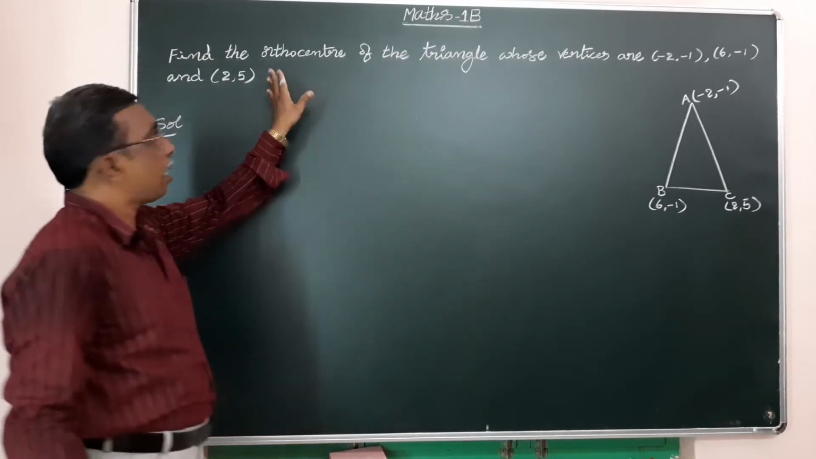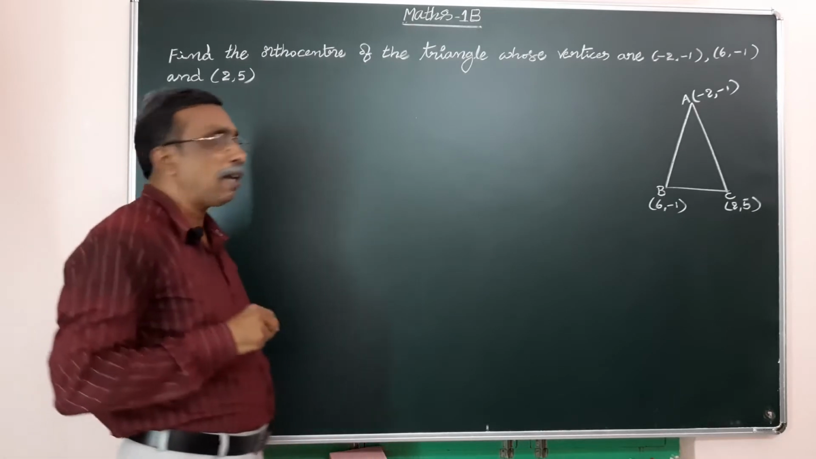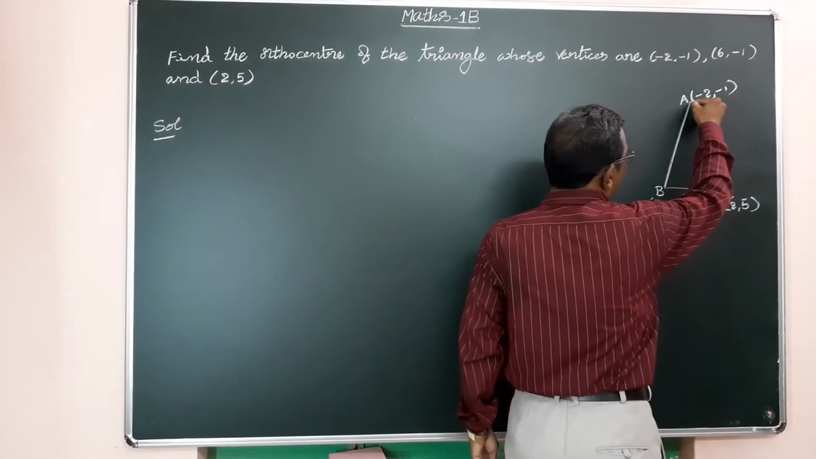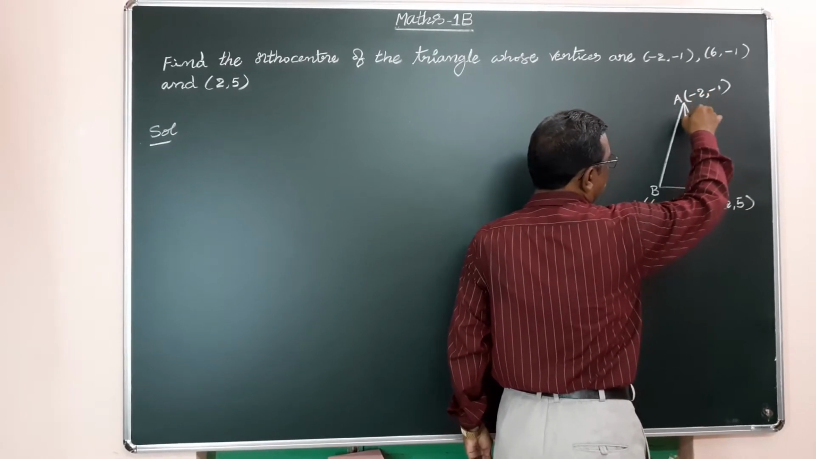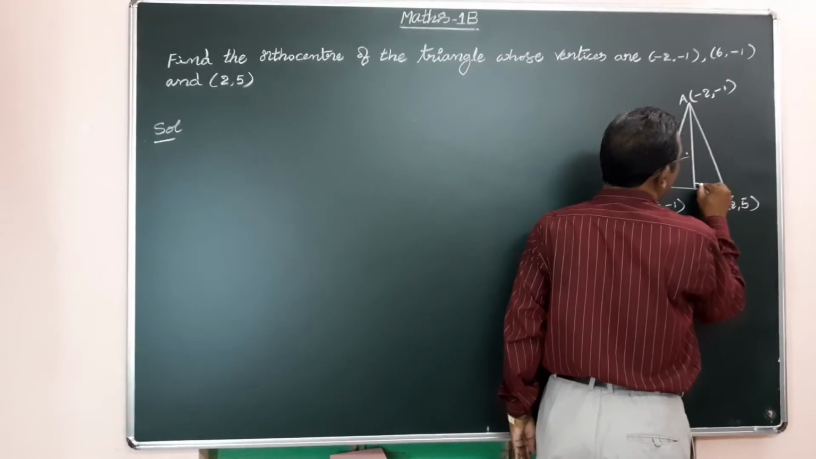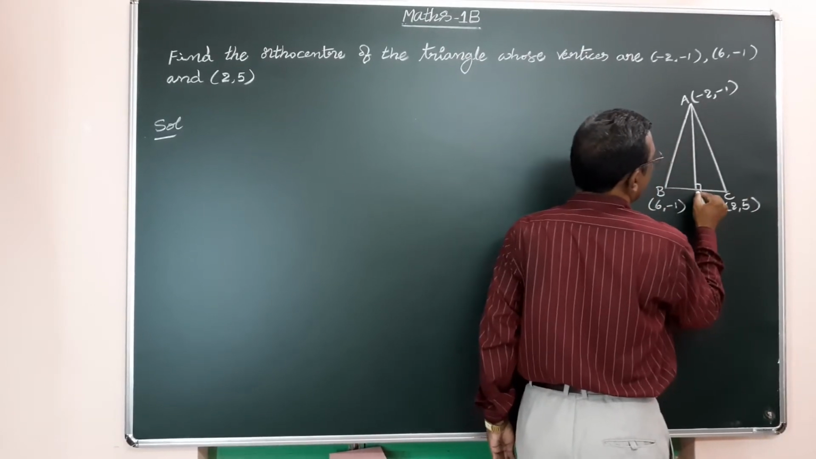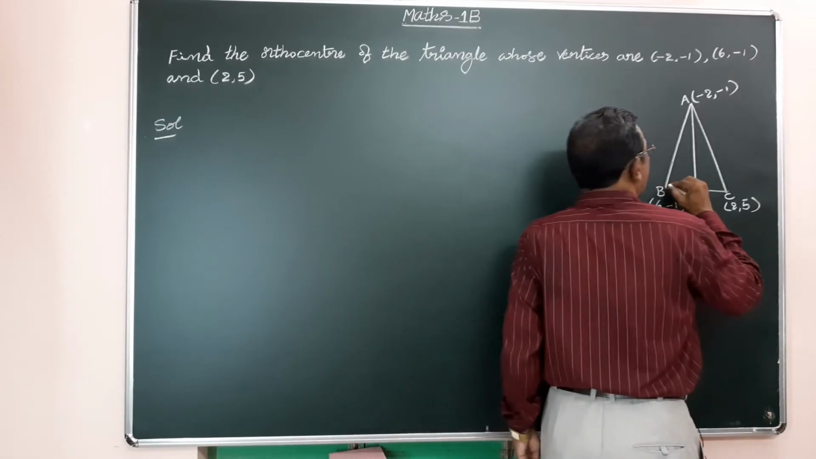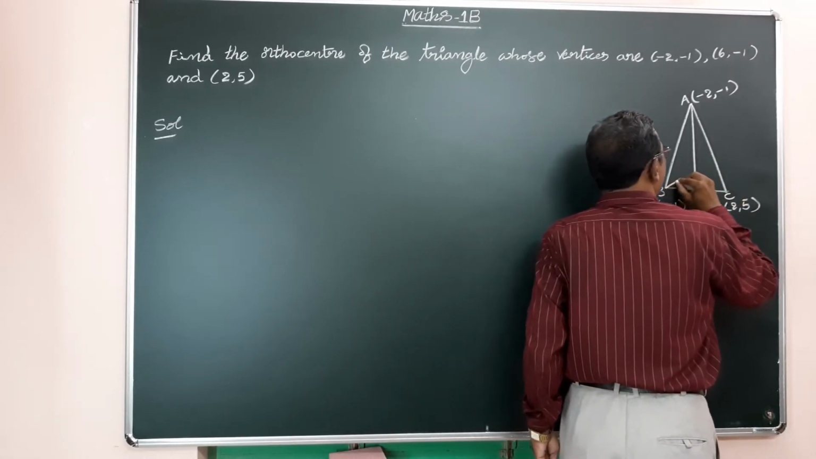Orthocenter. What is the orthocenter? Altitudes of a triangle are concurrent. Now we draw an altitude. This altitude is perpendicular to BC. Now this is D. Next, again draw another altitude.